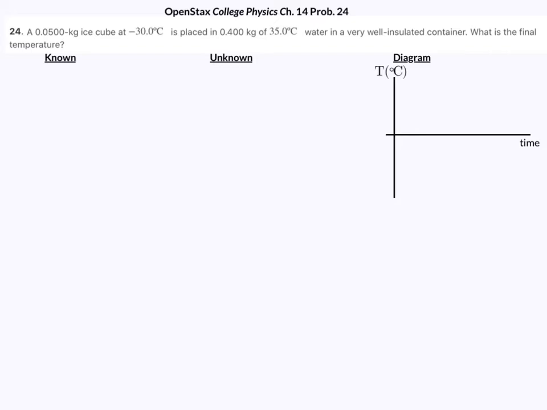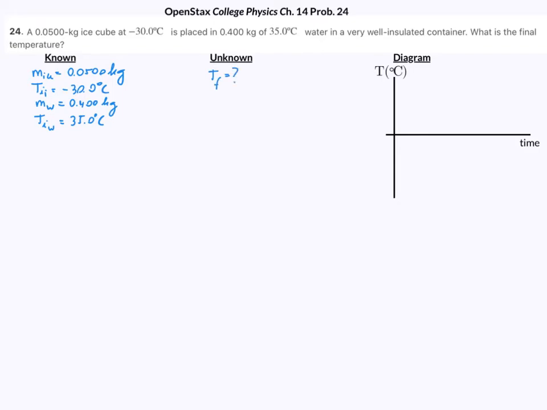So we have a mass of ice of 0.0500 kilograms, and the initial temperature of ice is negative 30.0 degrees Celsius, and that is mixed with a mass of water of 0.4 kilograms, and the initial temperature of water is 35.0 degrees Celsius. The two of them are mixed, and they will reach some final temperature, and that's what we're looking for.